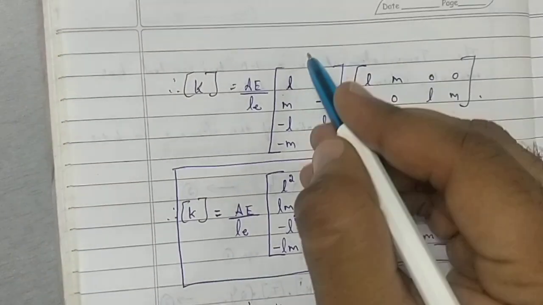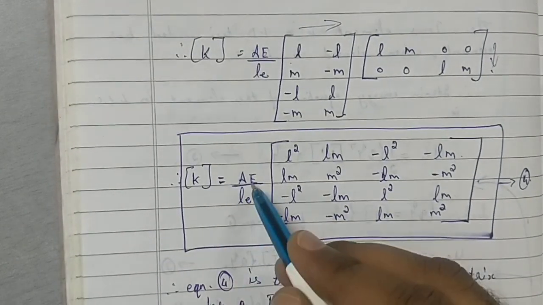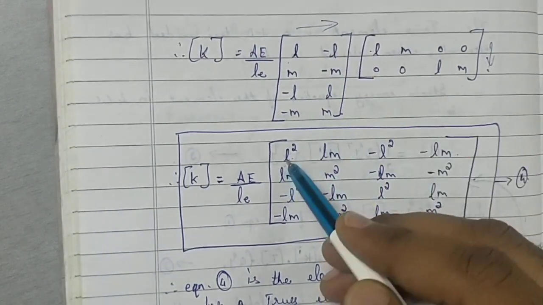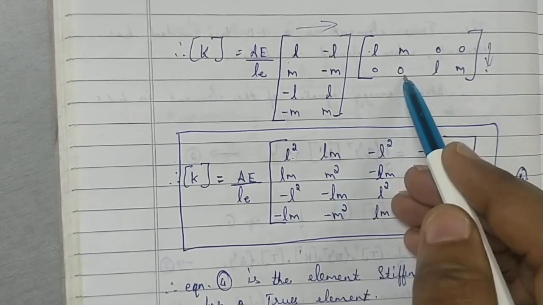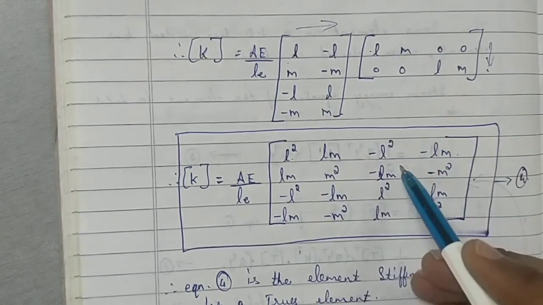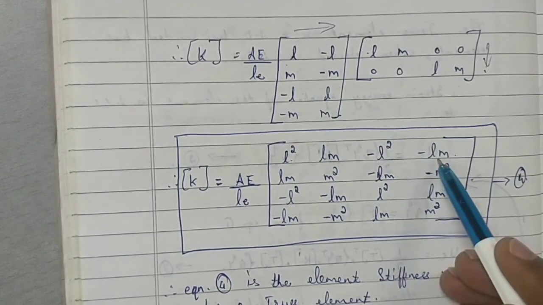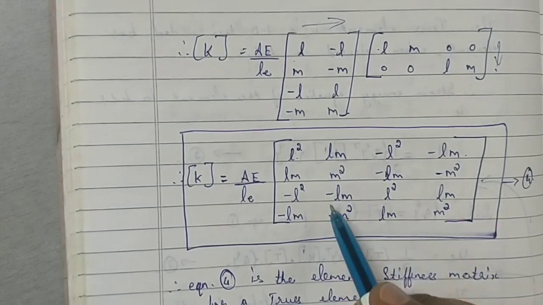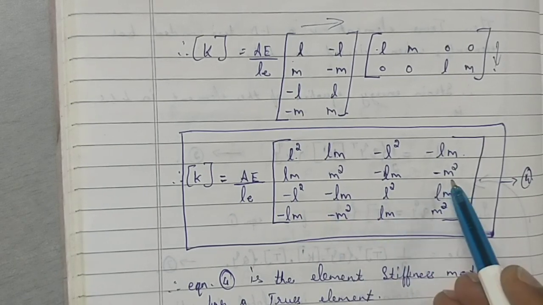Next you multiply this and this. So K = AE by LE. L into L is L square, minus L into 0 is 0. Next, L into M is LM, minus L into 0 is 0. Next, L into 0 is 0, minus L into L is minus L square. L into 0 is 0, minus L into M is minus LM. Similarly you multiply everything. So we get L square, LM, minus L square, minus LM; LM, M square, minus LM, minus M square.